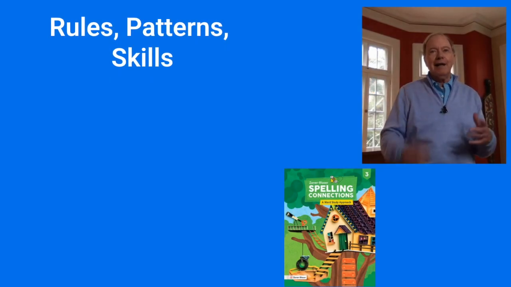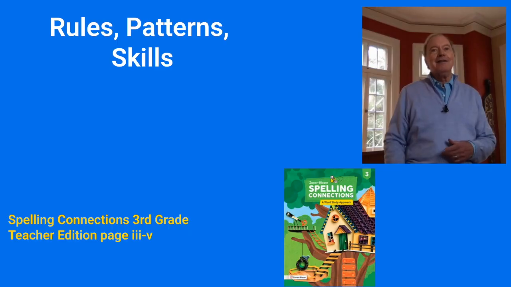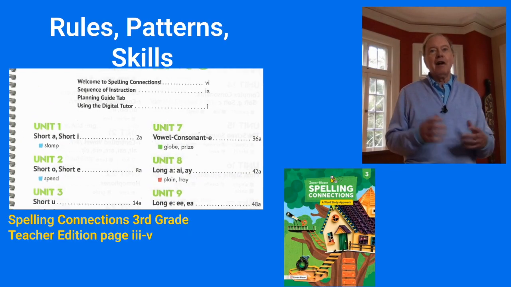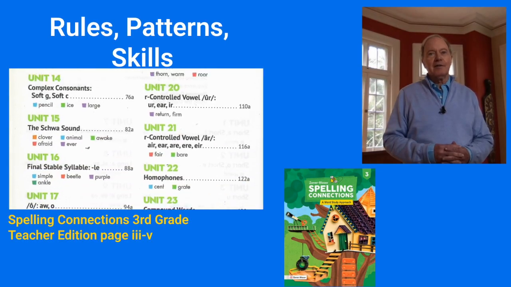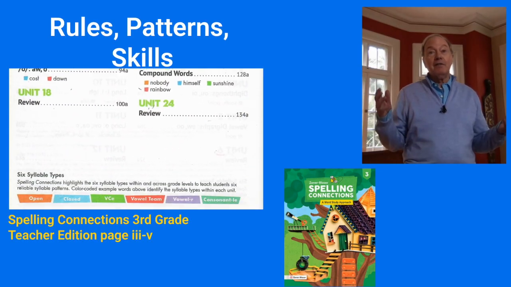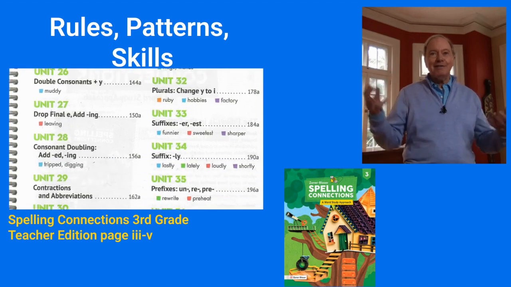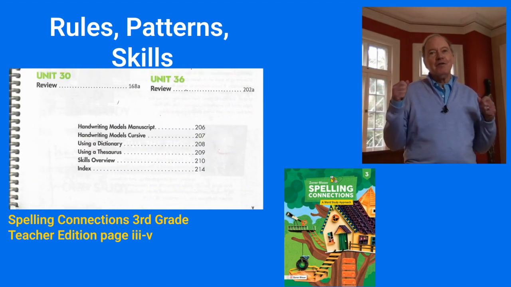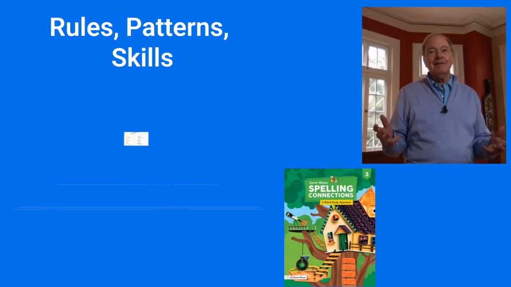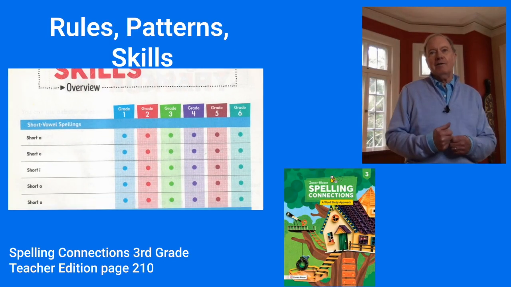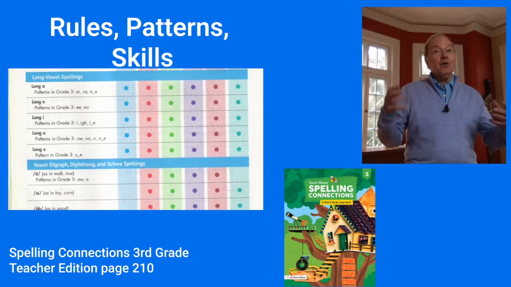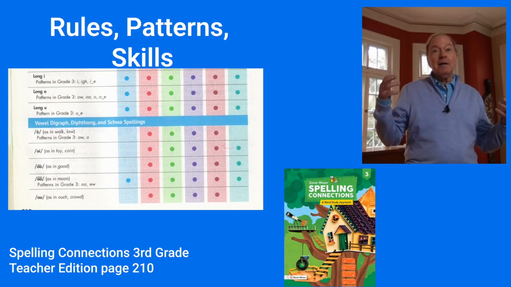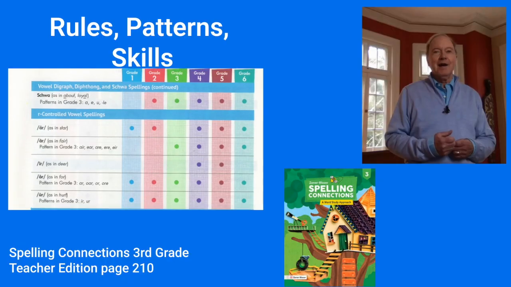In your Spelling Connections third grade teacher edition, turn to the table of contents on page Roman numeral 3 through Roman numeral 5. You'll find 36 weekly lessons, including 6 weeks of review lessons. Notice the specificity of these weekly lessons. Now turn to page 210 in the Teacher Edition to see an overview of all the skills associated with rules and patterns that students will study at each grade level.